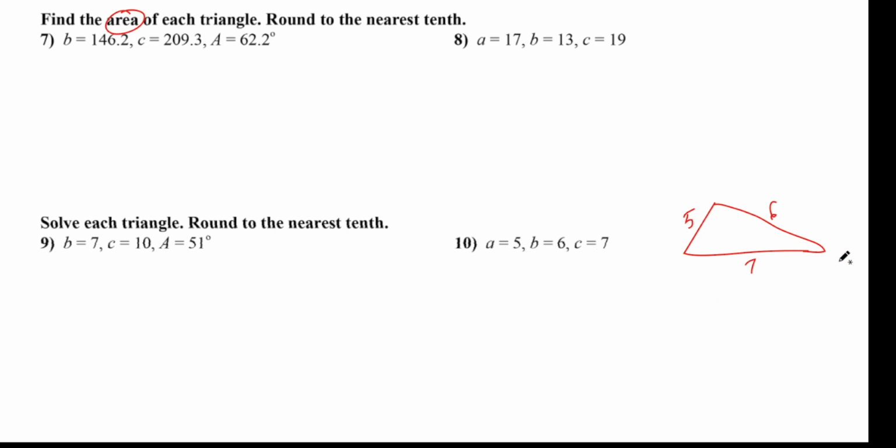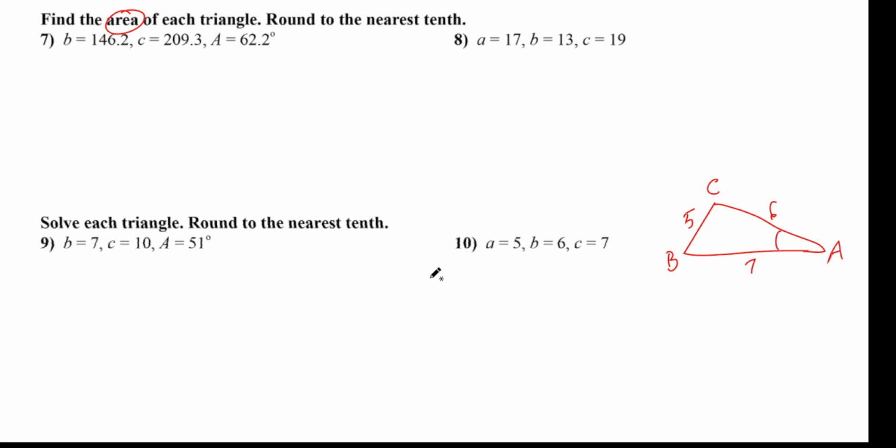If this is 5, then this is A, right? If this is 6, this is B. If this is 7, then this is angle C. Let's do A first. I did A first, so let's do A. Let's find that.